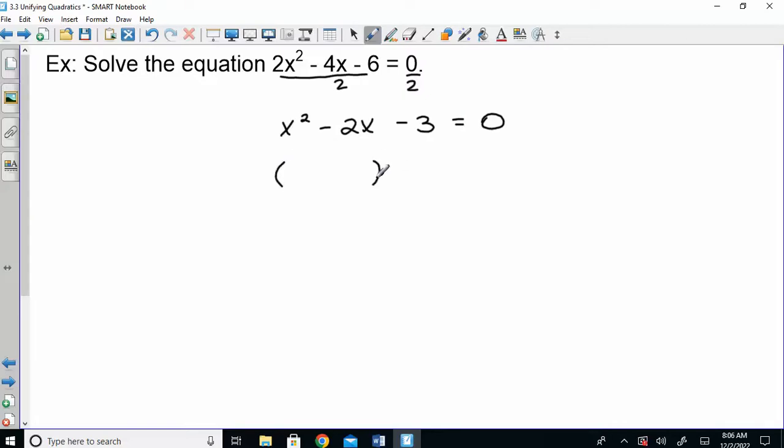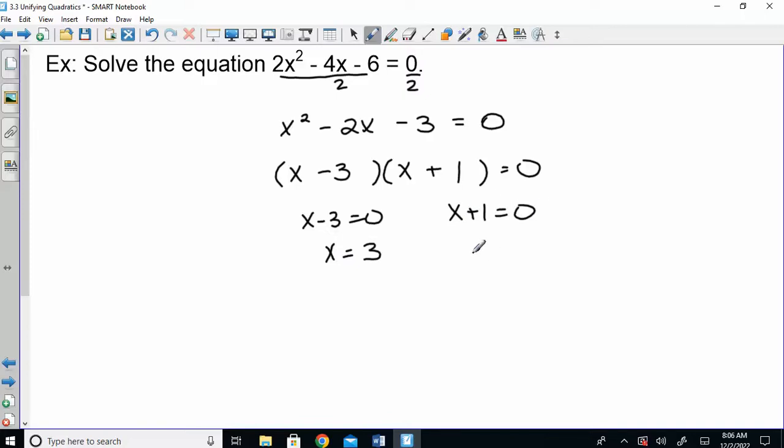Okay, multiply to -3 and add to -2 would be a -3 and a +1. Then we set those equal to 0. So we get +3 and -1. All right.